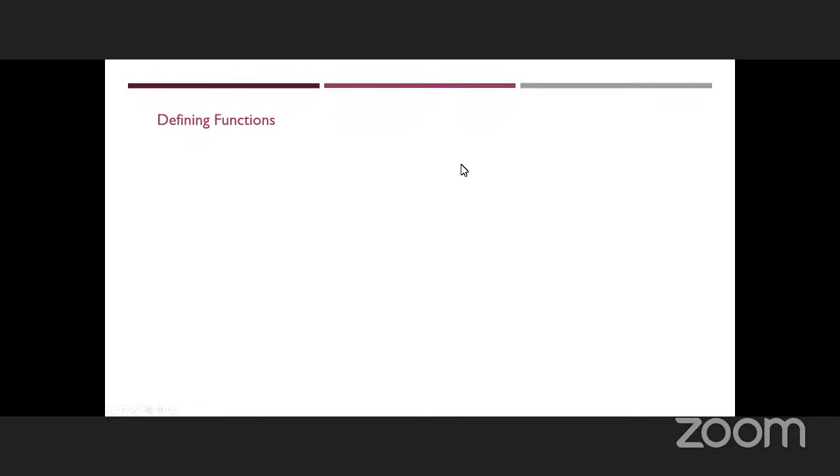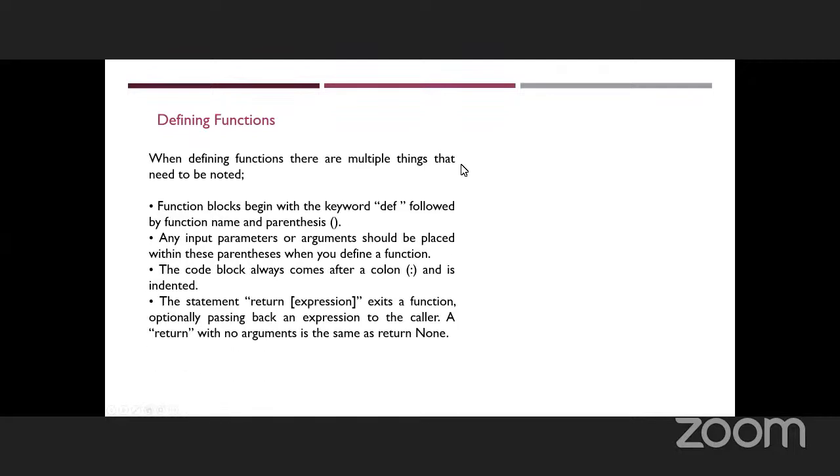First, going for user-defined functions. Here, user-defined functions have some rules to be followed while defining a function. Those rules have been listed here. Function blocks must begin with the keyword def. The function should start with the def keyword. I think I have an example on the next slide. So the first rule is that the function should start with the def keyword, followed by the function name and parenthesis.